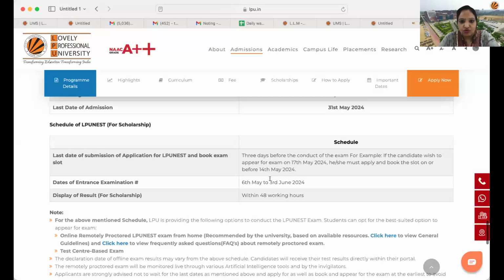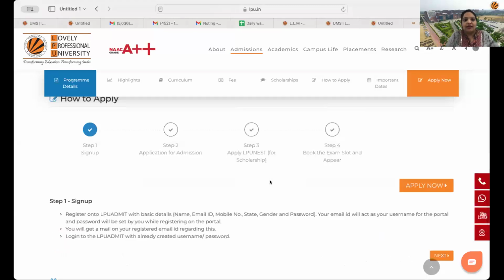You need to sign up at lpu.in. You need to fill the application form. You need to either apply for LPU Nest and then plan ahead, or if you want to skip LPU Nest, because there's a time crunch, 31st of May is tomorrow.